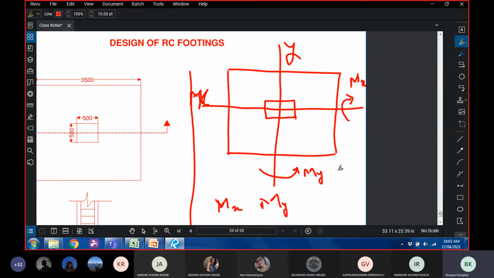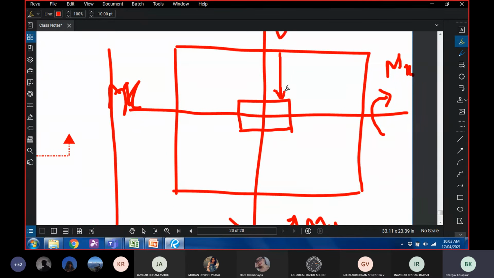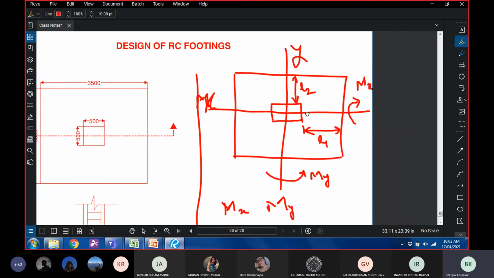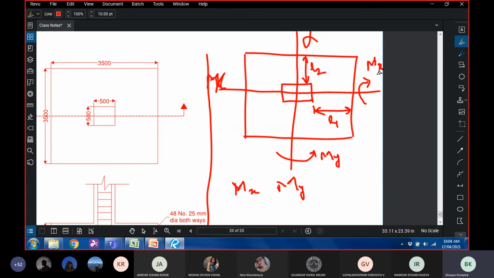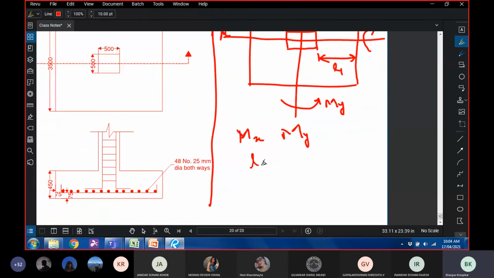Okay. So actually, the answer is opposite of what you just said. You see, we have two distances. Let's call this L2 and this L1. These are spans, basically. When I'm finding Mx, I will use the span L2. When I'm finding My, I'll use the span L1. Now it's obvious that L2 is greater than L1.